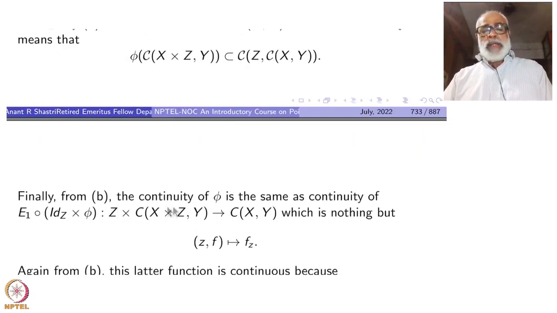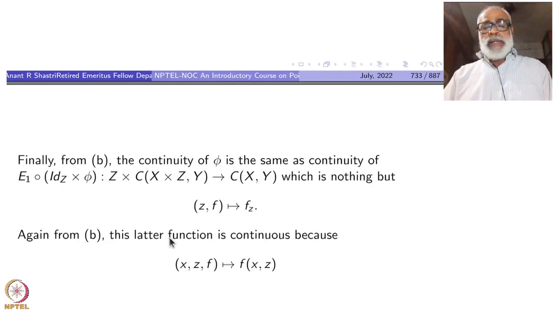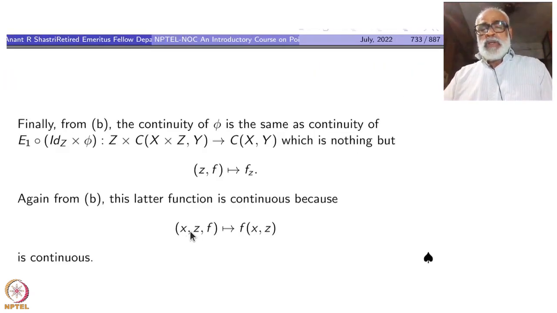From B, the continuity of phi is the same thing as continuity of the composite i_Z cross phi. So what is that function? That is (z, f) going to f_z. Again by B, this latter function is continuous, because when you evaluate it at (x, z, f), it is just f of (x, z), and this is continuous, because this is an evaluation map from X cross Z to whatever, C(X cross Z, Y). So this continuity implies this is continuous, and this continuity implies phi is continuous.